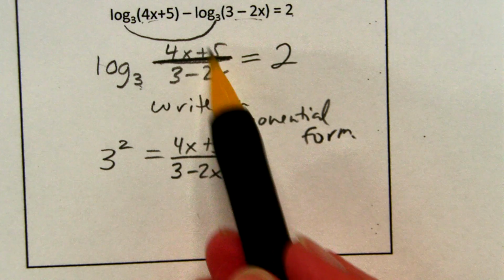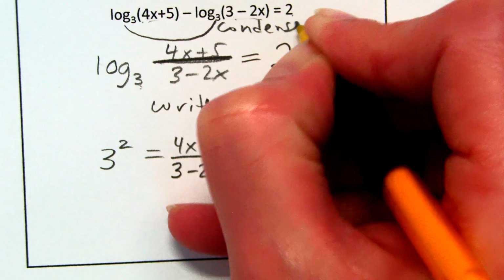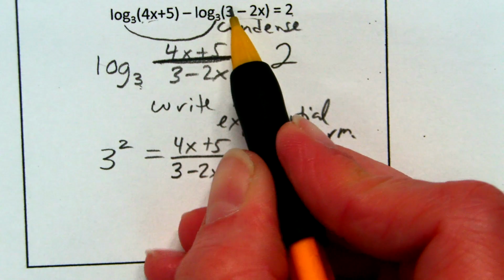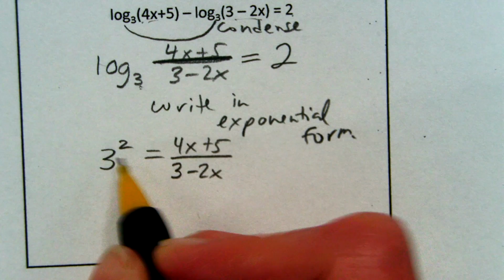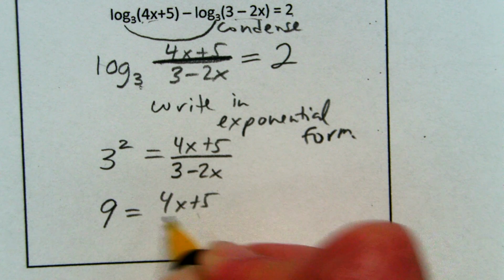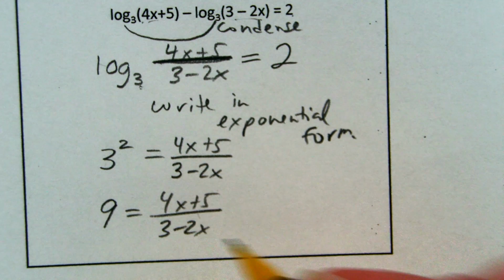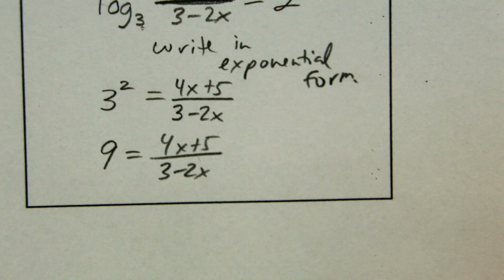We condensed, I'm going to write condense up there just so it's in my notes. So we condensed those, and then we wrote it in exponential form. So 3 squared is just 9. So I'm going to have 9 equals (4x plus 5) over (3 minus 2x). And I'm going to run out of box here, but I'm just going to go into the margin. It'll be fine. I don't want to write so tiny you can't see what I'm doing.